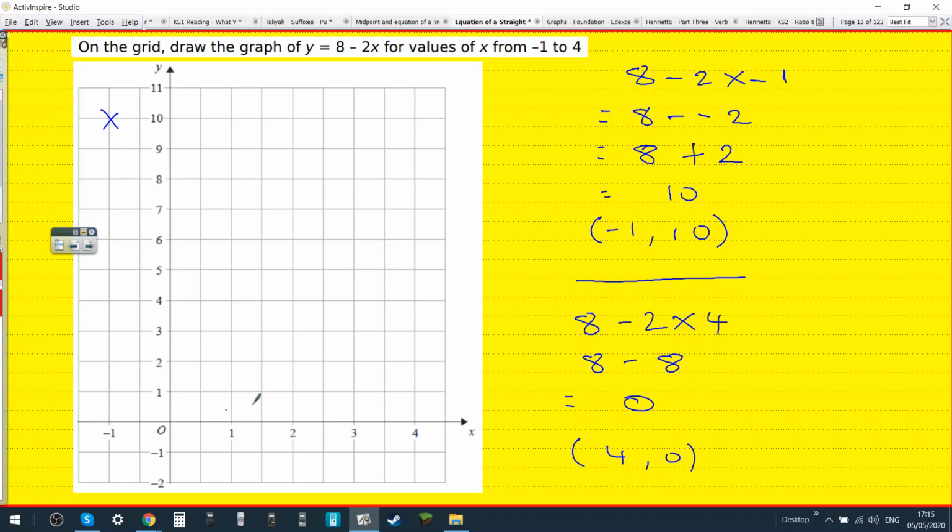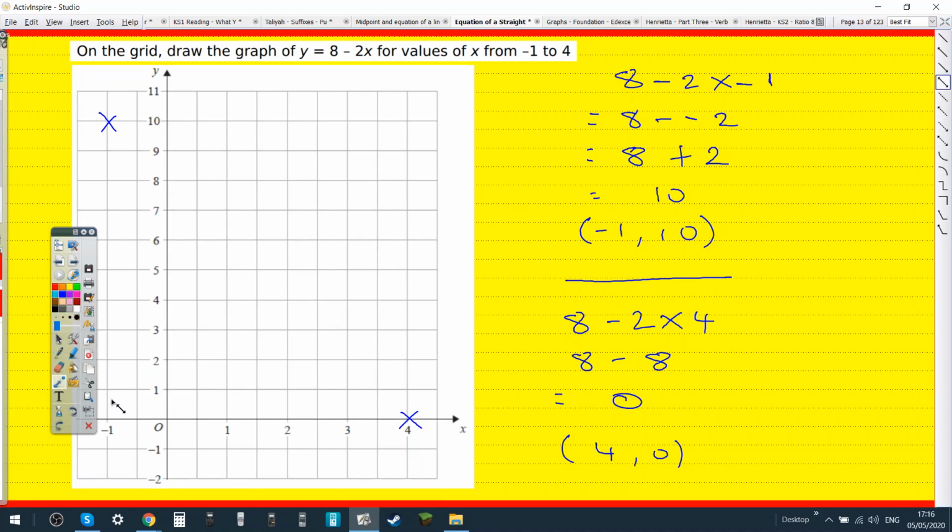And how do you do 4, 0? You do the 4 on the x and then the 0 on the y as well. So yeah, it's just 4, 0, like that. And last thing, then you connect the dots. Join them up. That is it. Well done.